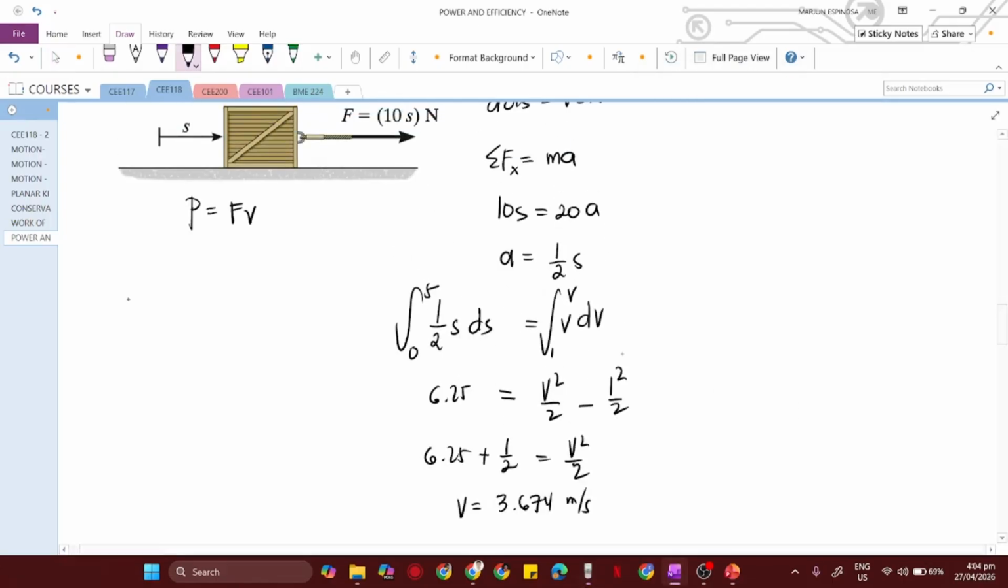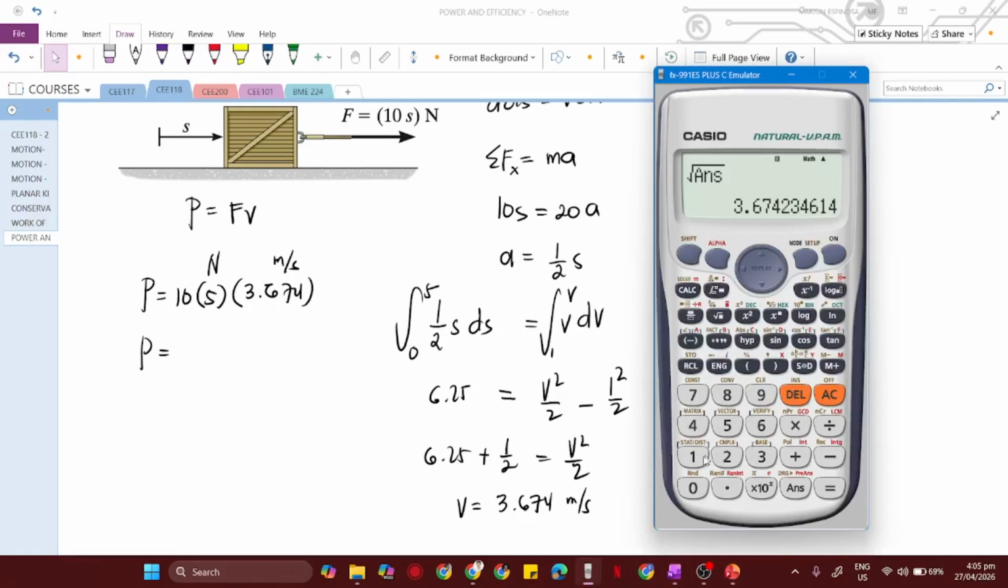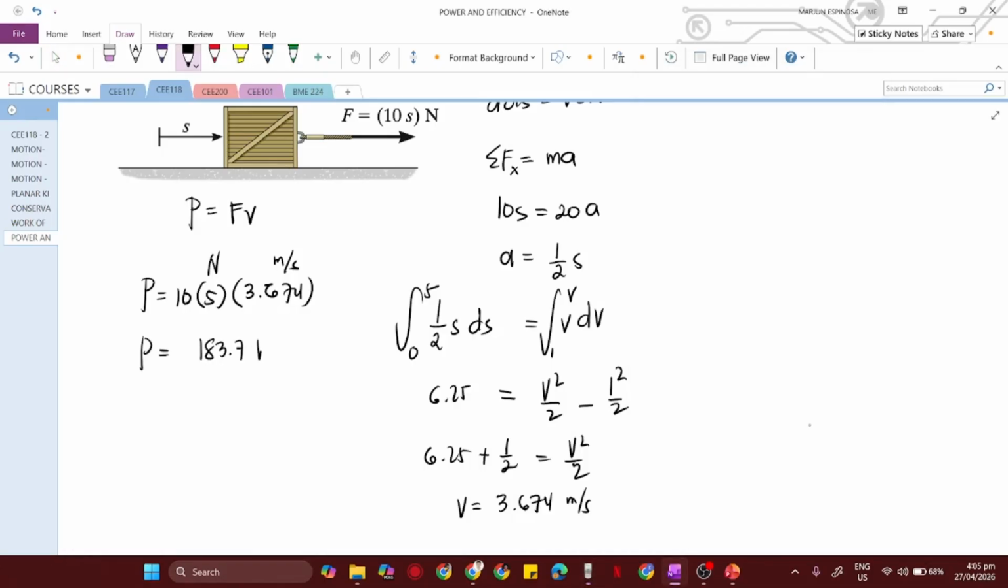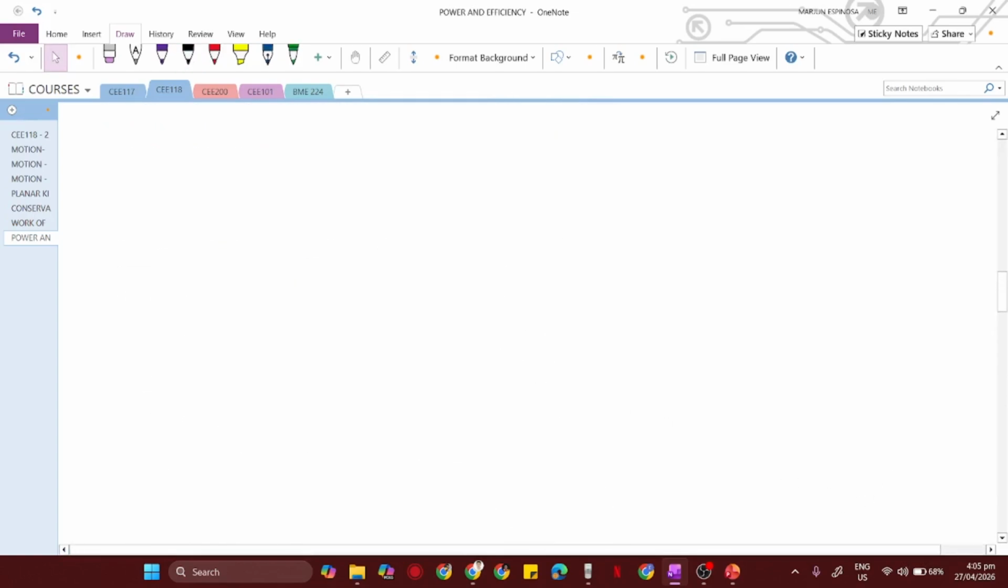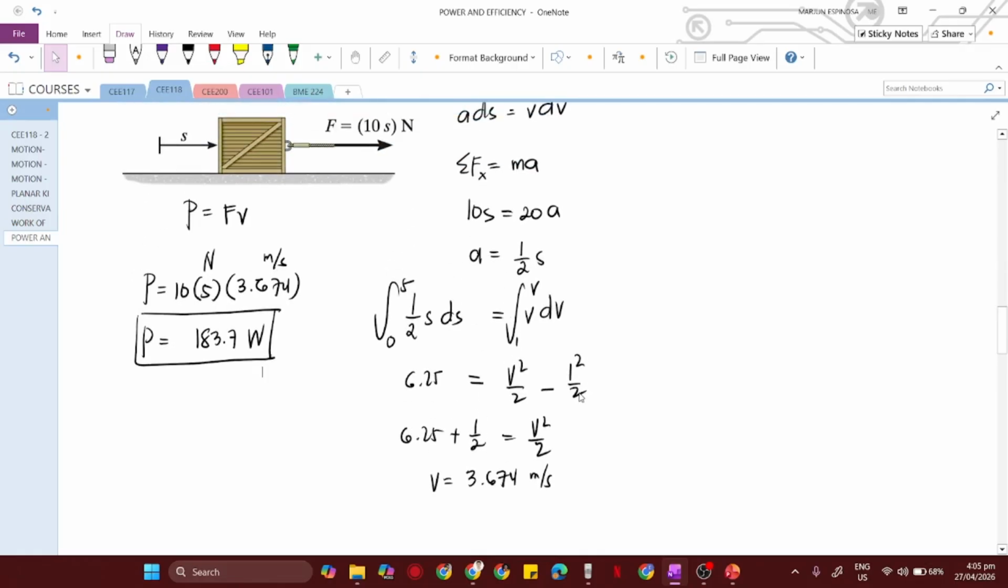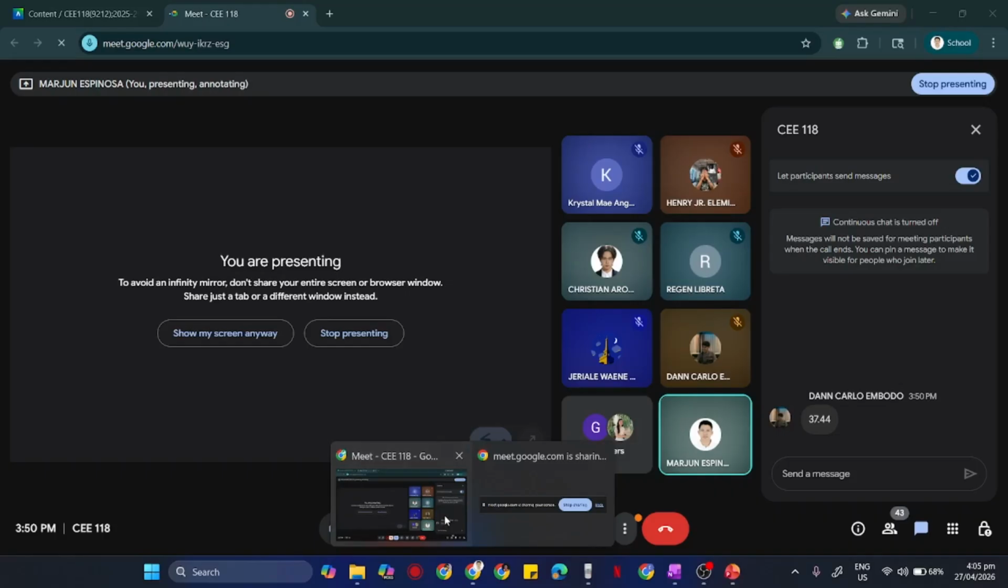Now, we now have the velocity, therefore, your power is equivalent to your force, which is 10s. Yung s natin is 5, times velocity, which is 3.674. So, this one is naka-Newton, this one is naka-meter per second. Therefore, we will be expecting a power in terms of watts. So, that is 10 times 5 times 3.674. That is equivalent sa 183.7. 183.7 watts. Okay? Nakuha nyo ba? Questions? Questions, everyone? Meron ba questions?